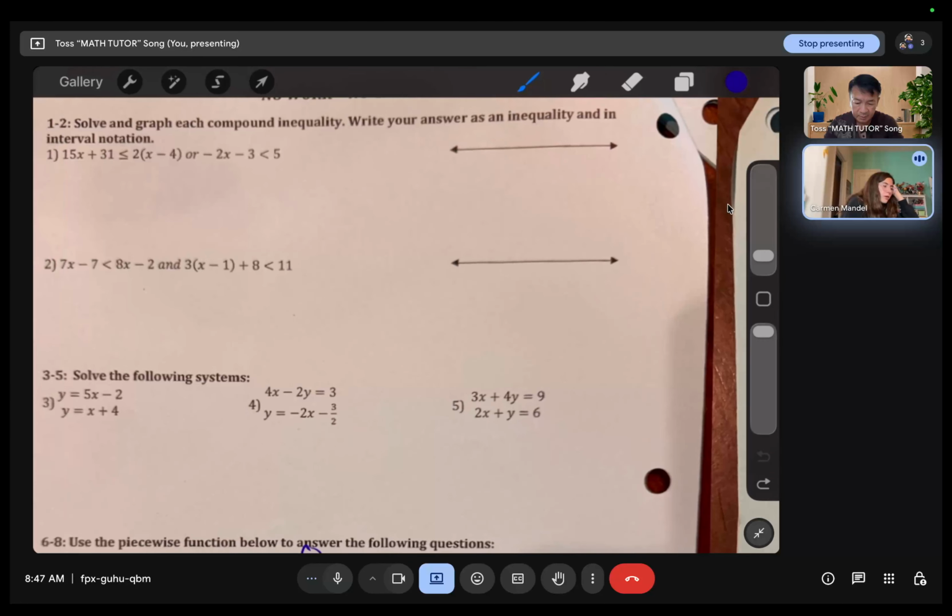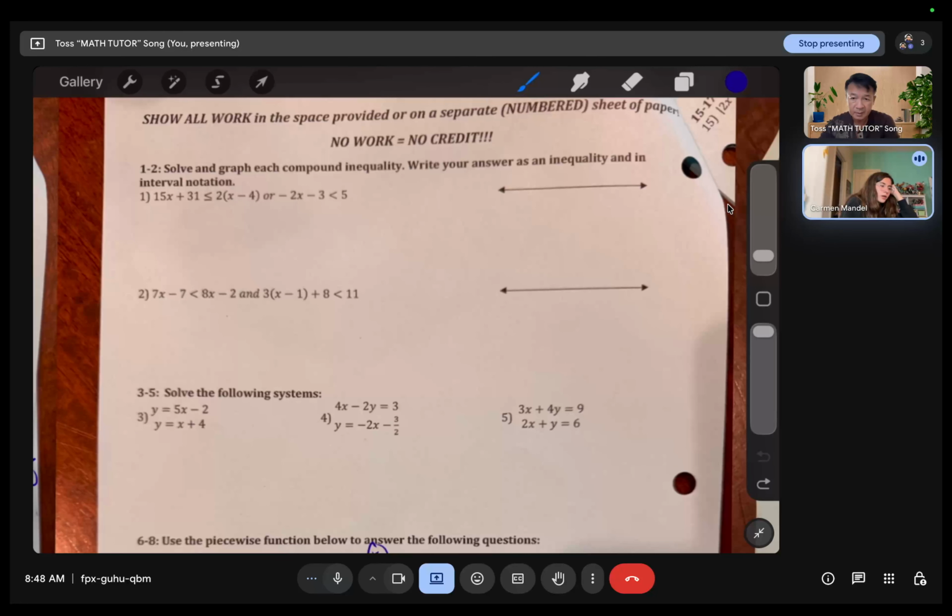After you explained the "or" and "and" last time, I think I get it, but could I get another explanation? Yes. For the "or," basically all the answers, you just keep them. The "and" is where they overlap, where they intersect.